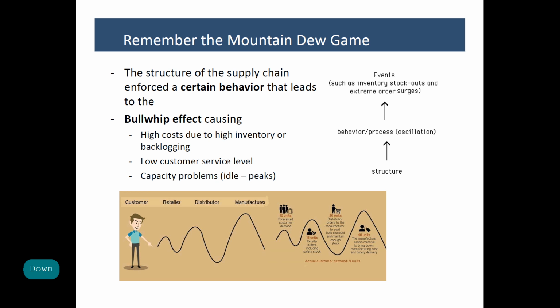So remember once again the structure of the Mountain Dew game. We experienced that a certain structure leads to a certain behavior of the supply chain partners, and that leads to certain events like stockouts or extreme oscillations of demands, and so also inventory levels or backlogs. So I don't repeat it.